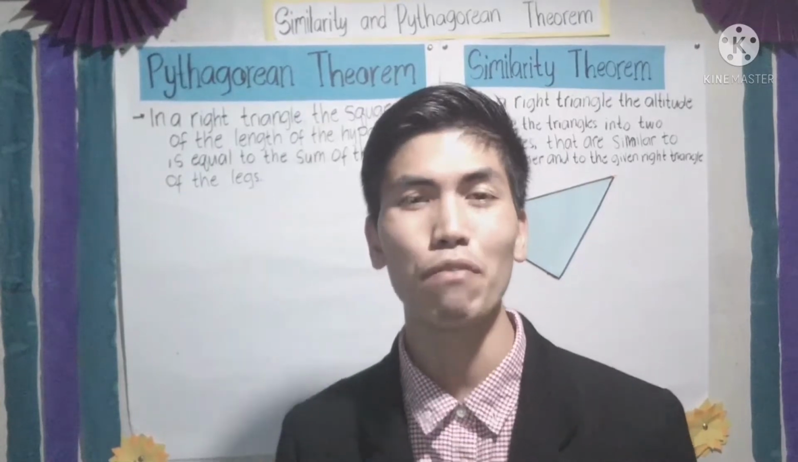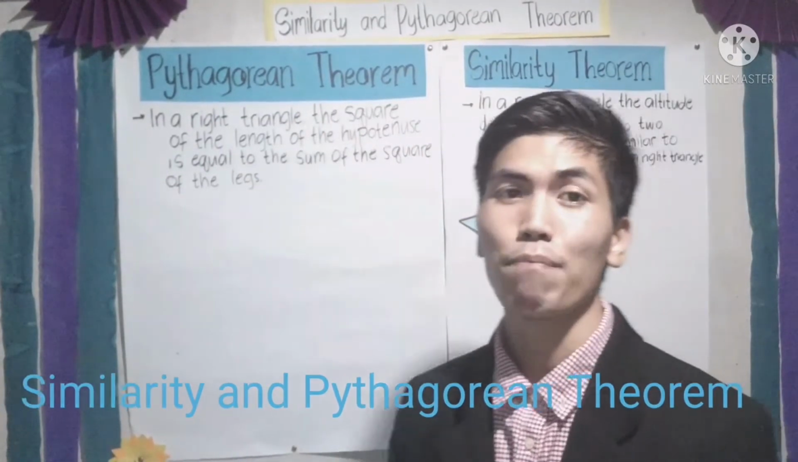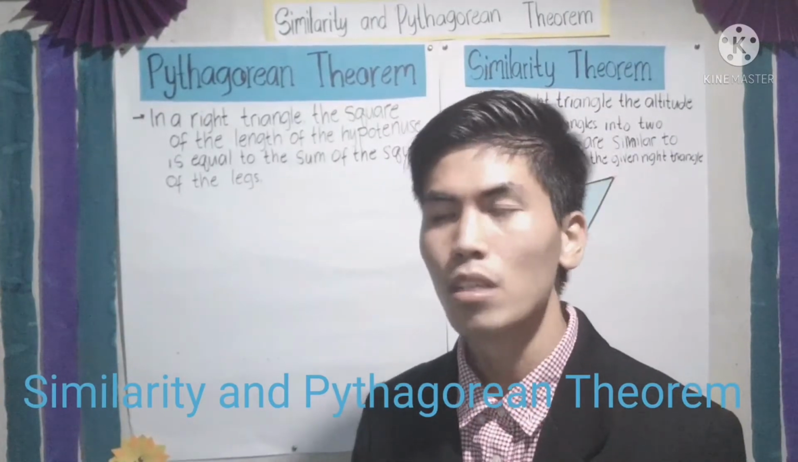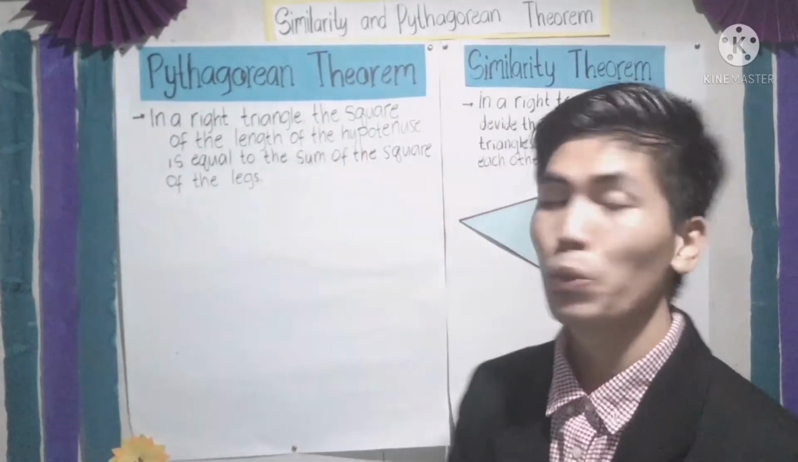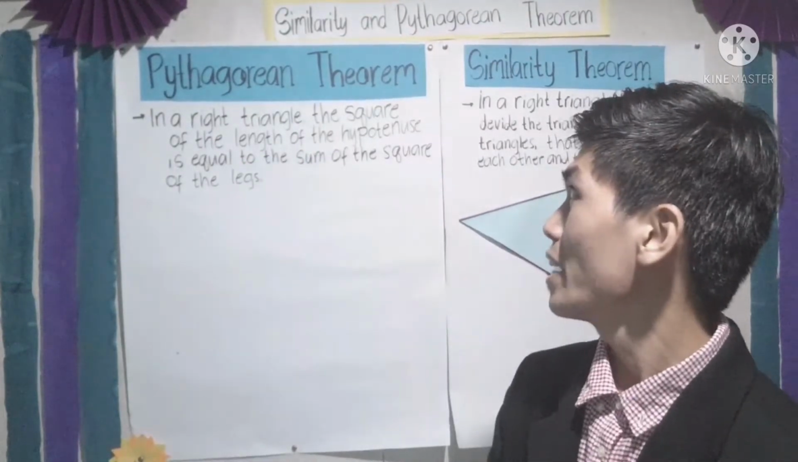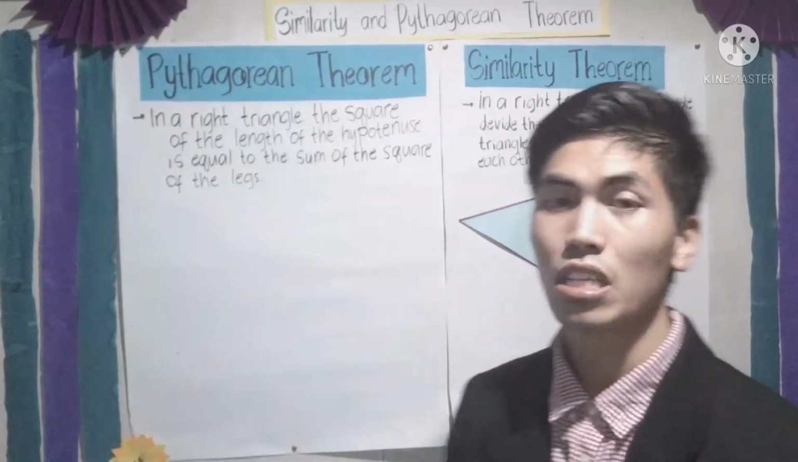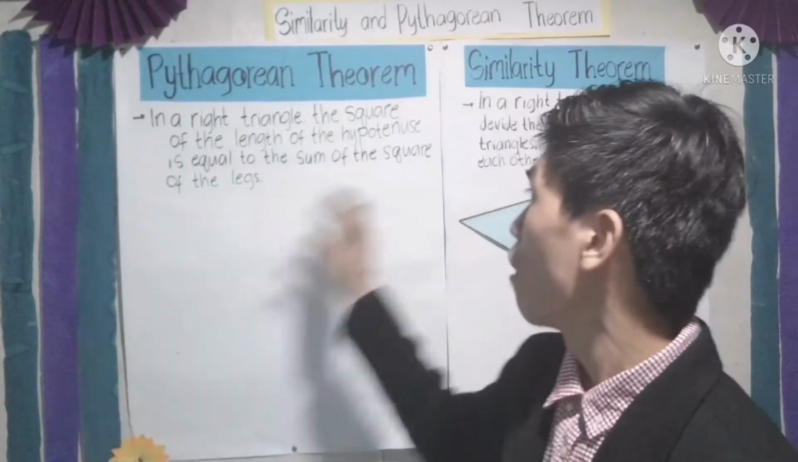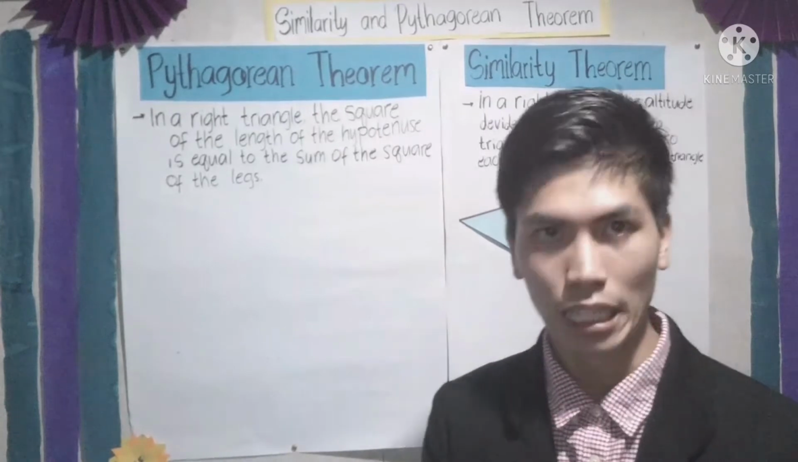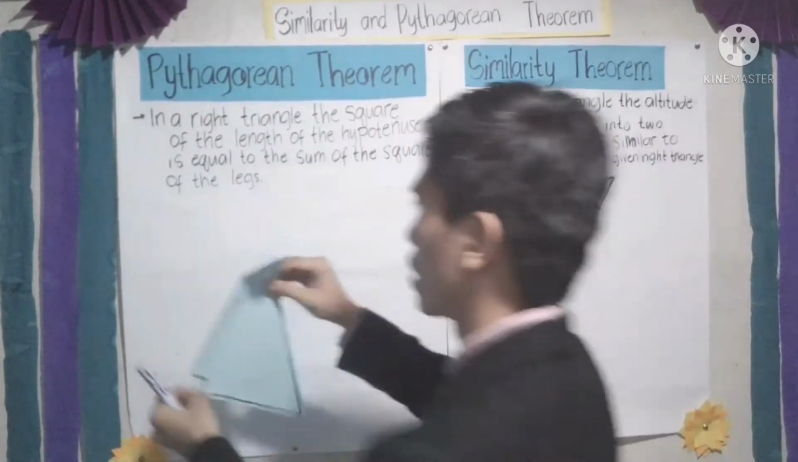So this evening we will discuss similarity and the Pythagorean theorem. This theorem states that in a right triangle, the square of the length of the hypotenuse is equal to the sum of the squares of the legs. Just for example, we have a right triangle.